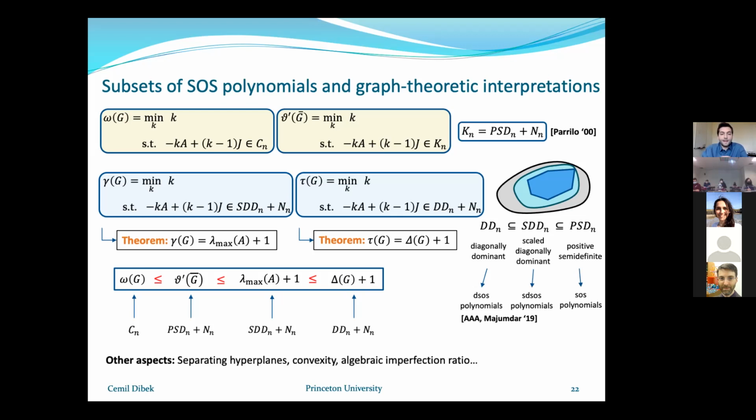There are several other aspects of this polynomial PGX that I'm not mentioning here in the interest of time, such as finding a separating hyperplane whenever PGX is not SOS, or convexity analysis of this polynomial PGX, or an algebraic notion of imperfection ratio based on the polynomial PGX. At the end, I will provide an arXiv link in case you would like to know more. And I'm also happy to talk about them at the end if we have enough time.